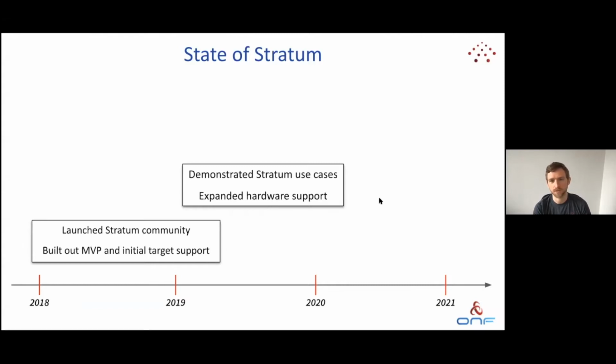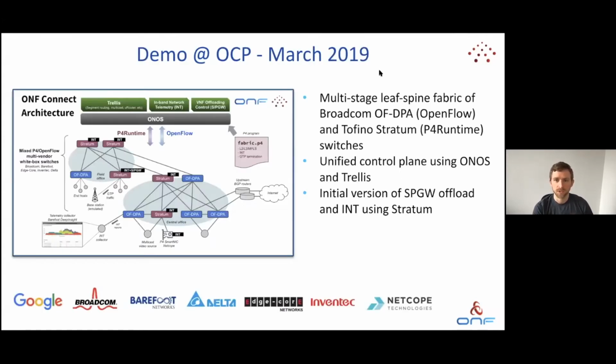In case you haven't seen these, just a quick reminder of these use cases. We started at OCP in March of 2019, where we demonstrated Stratum for the first time in public. What we did here was show a hybrid fabric where we ran Stratum on Tofino switches and ran OFDPA on Broadcom switches in a multi-stage leaf-spine fabric controlled by ONOS. On the Stratum side, we used P4Runtime to control the data plane, and on the OFDPA side, we used OpenFlow to control the data plane.